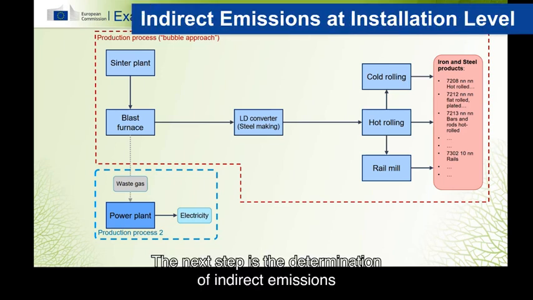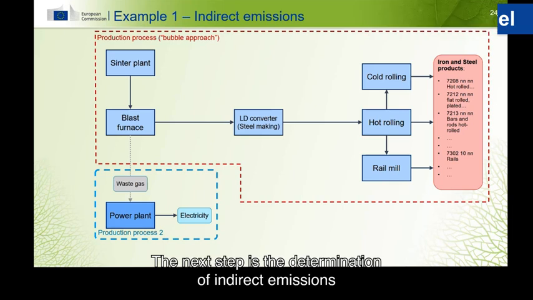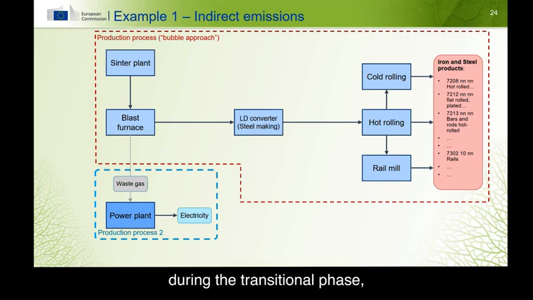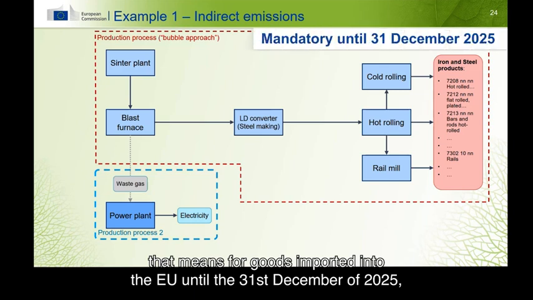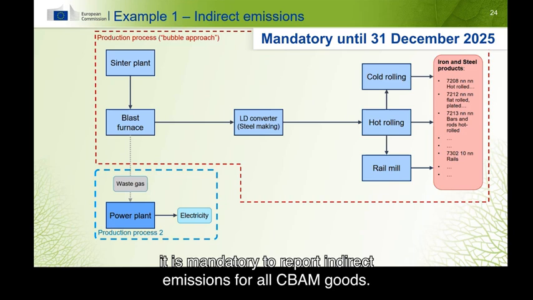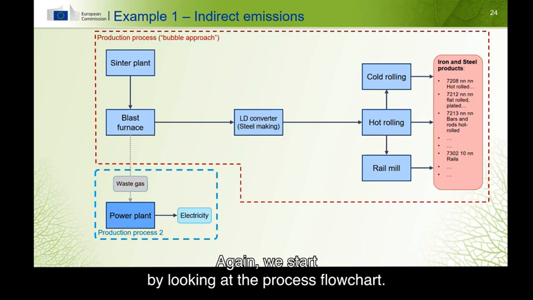The next step is the determination of indirect emissions. During the transitional phase, that means for goods imported into the EU until the 31st December of 2025, it is mandatory to report indirect emissions for all CBAM goods. Again, we start by looking at the process flow chart.